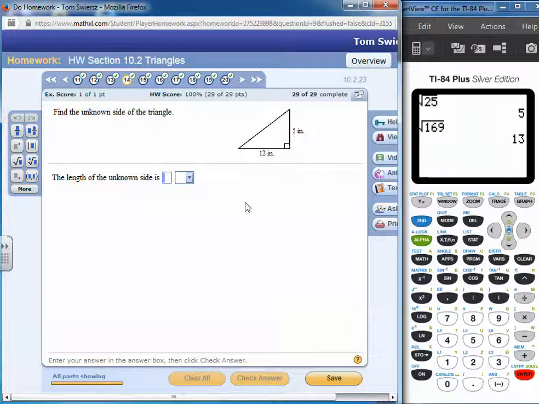Okay, so then we get the square root of 169. So the side is 13. And of course, it's a linear measure, inches. And that is indeed the correct answer.